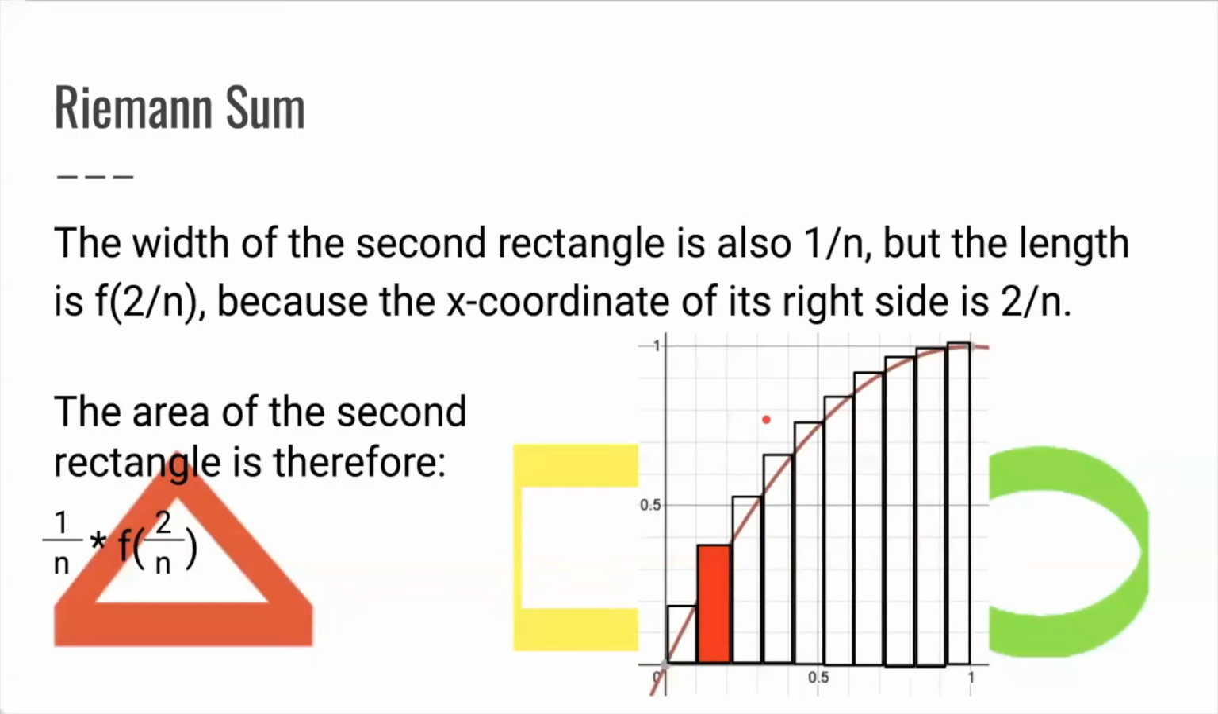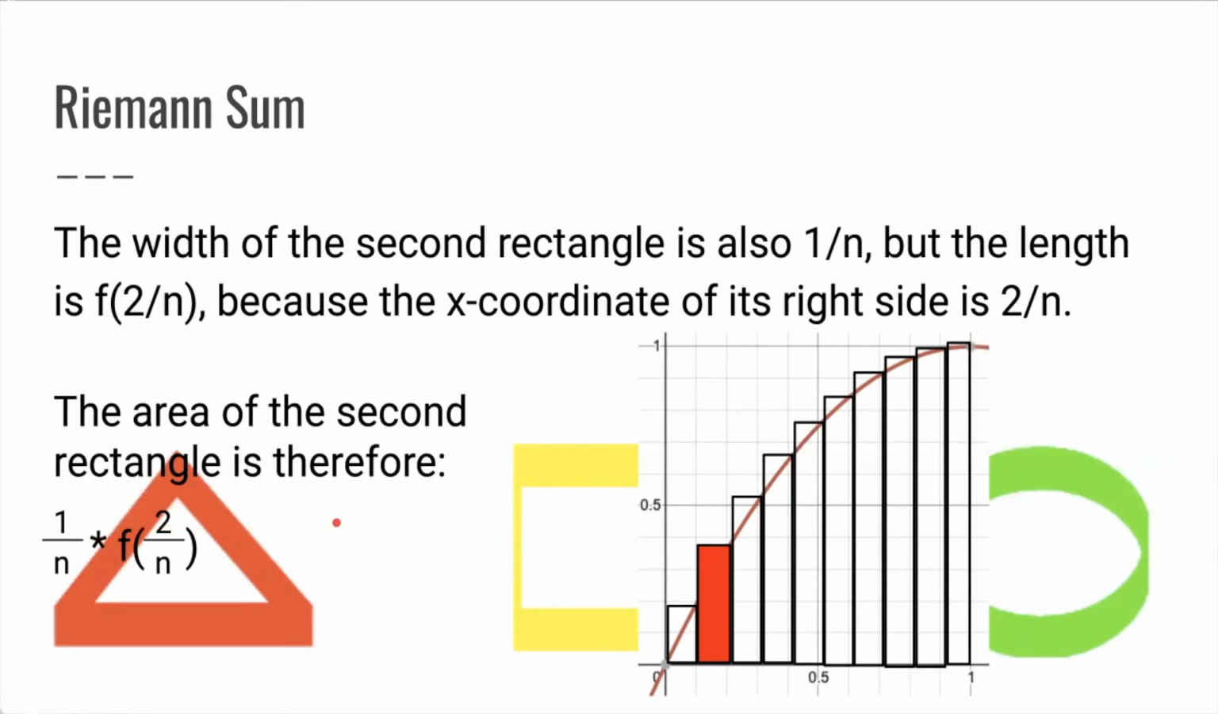And now the area of the second rectangle. The width is also 1 over n, but the length this time is f of 2 over n. So the length is just the y coordinate of this point right over here. And you see that the x coordinate is 2 over n because you travel 1 over n to the right 2 times. That means that the y coordinate is f of 2 over n. So the area of the second rectangle is therefore 1 over n, which is the width, times f of 2 over n.